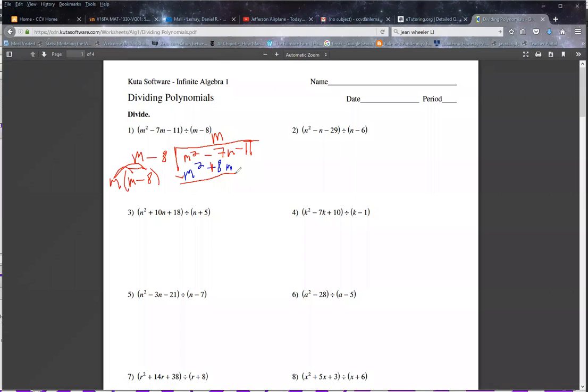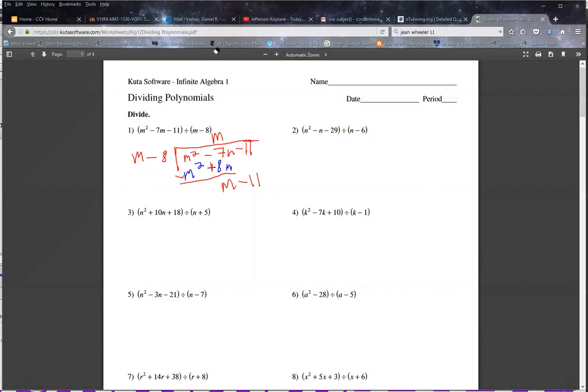So m squared minus m squared is gone, as we were hoping. Then negative 7m plus 8m is 1m. And then I'm going to just bring down the negative 11 for the ride. And then I repeat. Let me clean up and get my eraser.